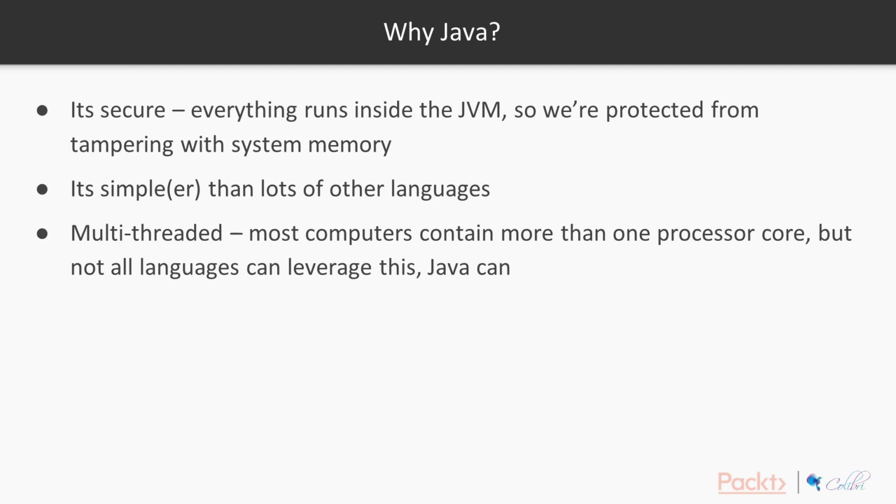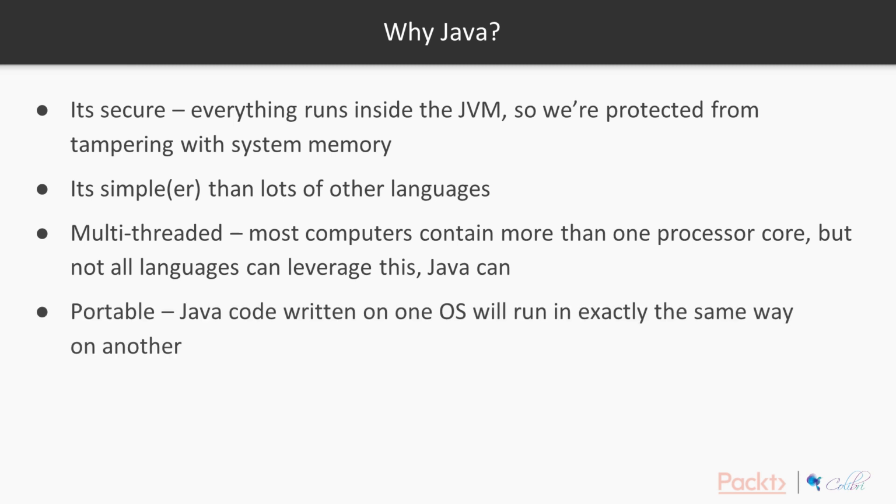Next, Java's multi-threaded. So most computers contain more than one processor core, but not all languages know how to leverage this. With Java, we can. Java can leverage as many of the processing cores in your computer as you like, and of course this allows you to run and execute your applications more quickly. And lastly, once again, Java code written on one operating system will run in exactly the same way on another. And this is not true for many languages. So Java is portable.